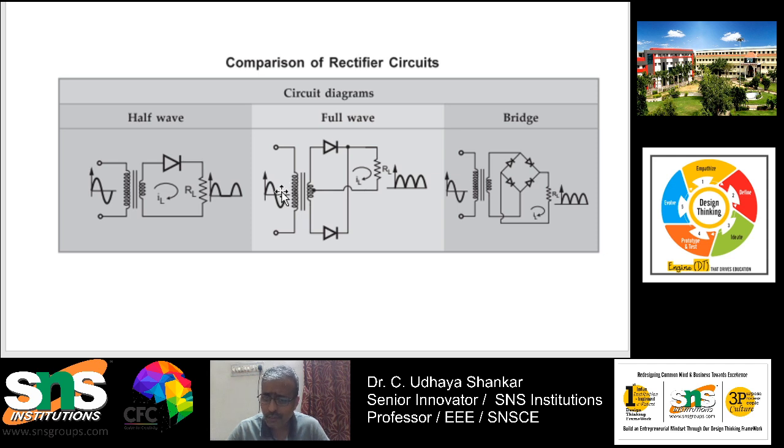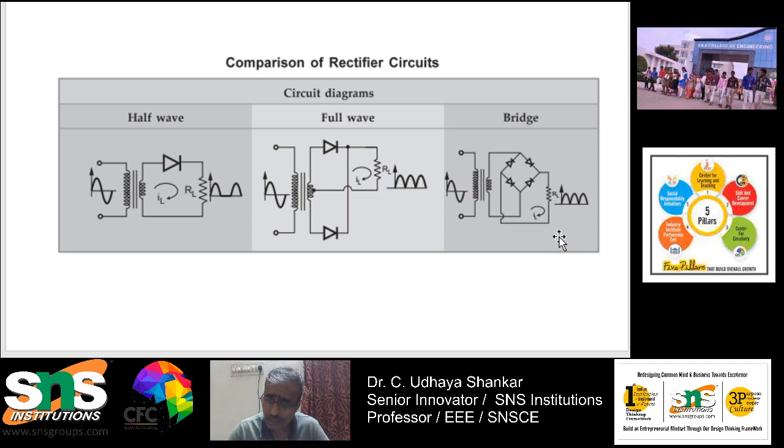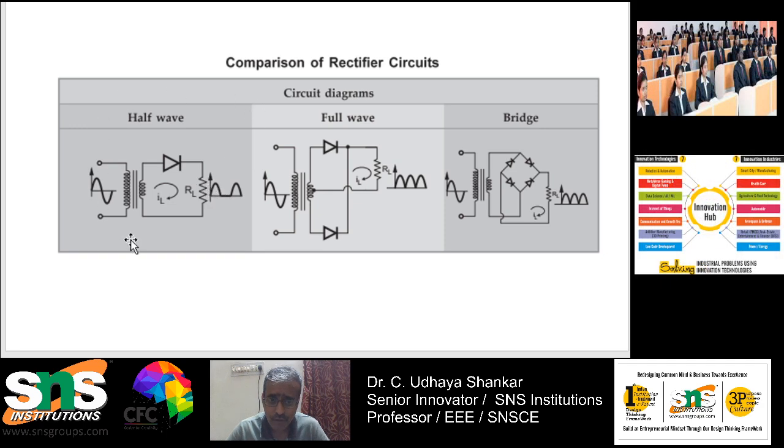So, in order to avoid all those things, we are going into the next version of the rectifier circuit, which is again a full wave rectifier. Why the earlier one is called half wave is because only half of the AC input is being converted to the output. That is why it is called a half wave rectifier.